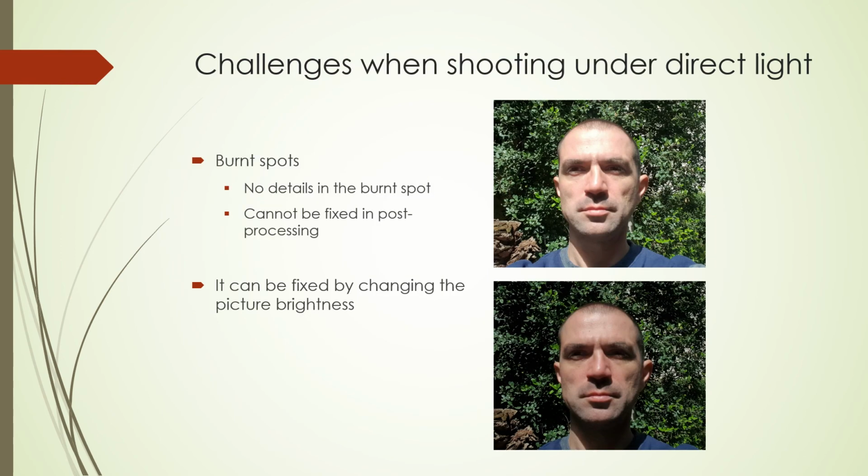So what are the challenges of direct light? Direct light can create burn spots. We can see here on the head we have a burn spot. A burn spot is a part of the picture where there are no details. It's so white we cannot spot any details. There is no texture, nothing. And the problem with the burn spot is that we cannot fix it in post-processing.